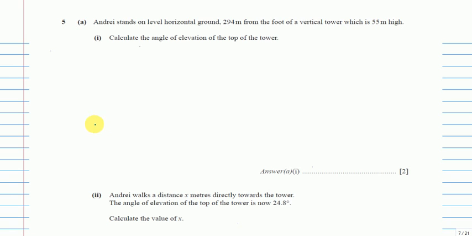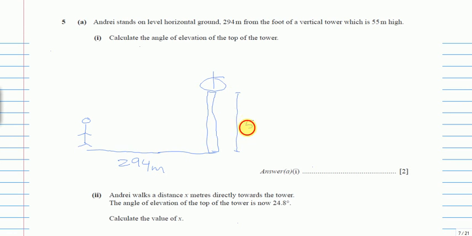Now in these types of questions, it's a good idea to use some drawings to understand what is going on in the question. Okay, now this is Andre and he is standing somewhere away from the tower. Let me just draw some sort of a tower. Okay, let me say this is a tower and he is standing 294 meters away, and the height of this tower is 55 meters high, right? And this is the angle of elevation which they are asking.